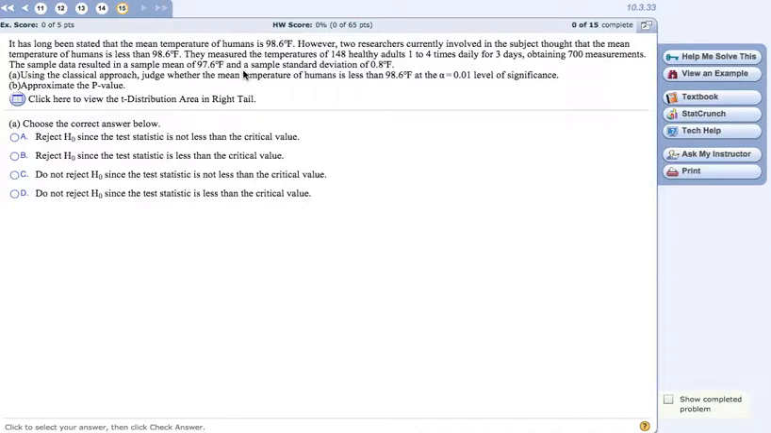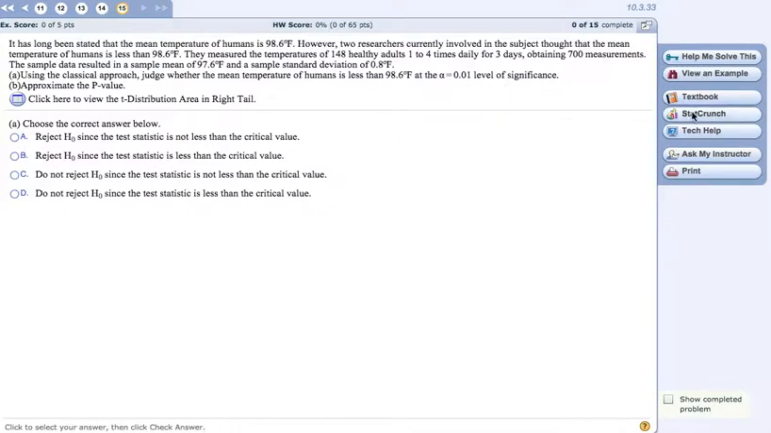get the sample mean and sample standard deviation, and they're asking us to find, using the classical approach, to figure out whether the temperature is actually less than 98.6 degrees at the alpha level of 0.01.